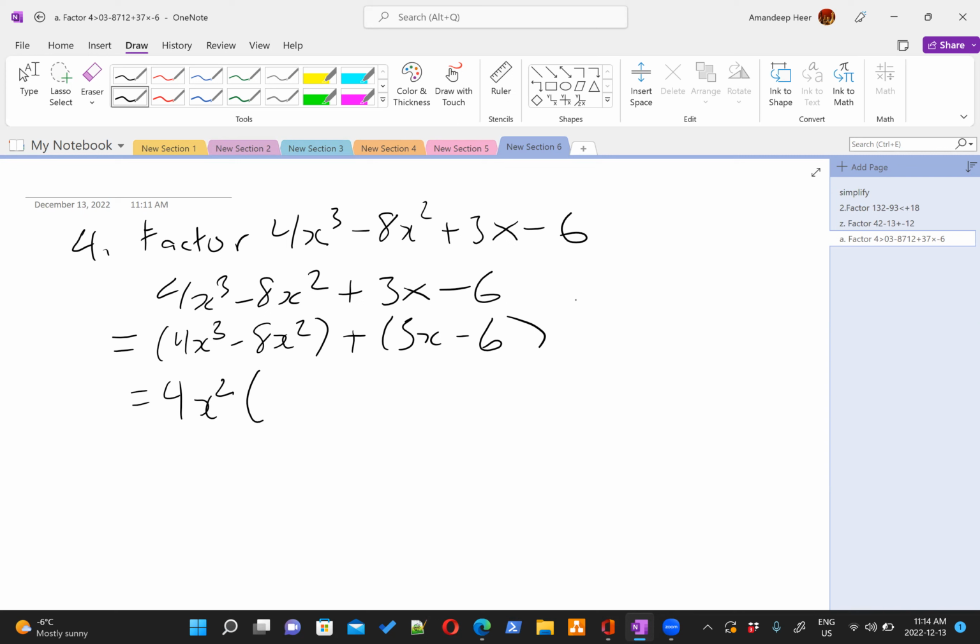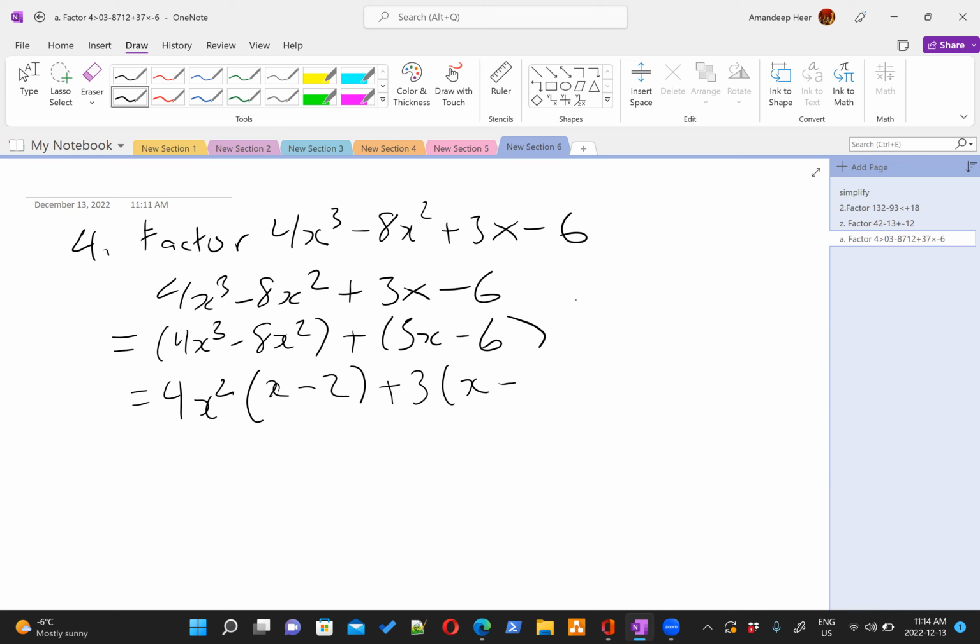So now after factoring, what are you going to get left over? It's going to give you x minus 2. Now let's look at 3x minus 6. If I factor out a 3, what do we get? It's going to be plus 3 times x minus 2.